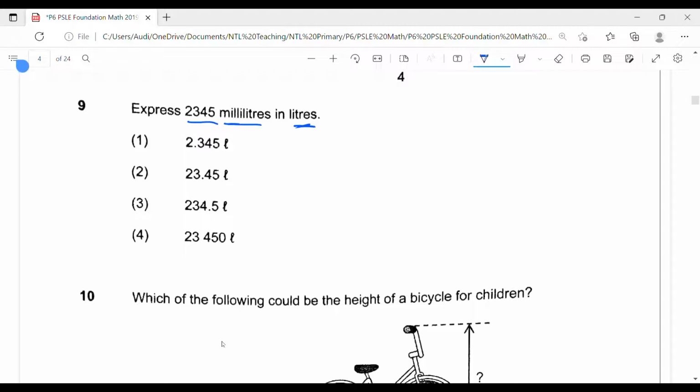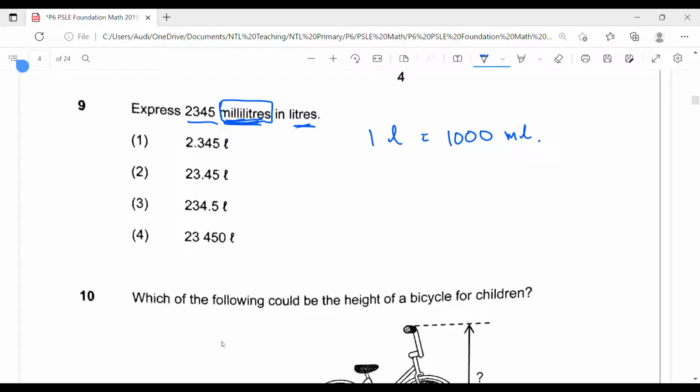This requires you to remember something. What do we need to remember? We need to remember that 1 liter is equal to 1000 milliliters. Okay, so we have to remember this. Now we see that milliliters is on the left hand side. This is what we want, right? We want milliliters. This is what's given, okay?